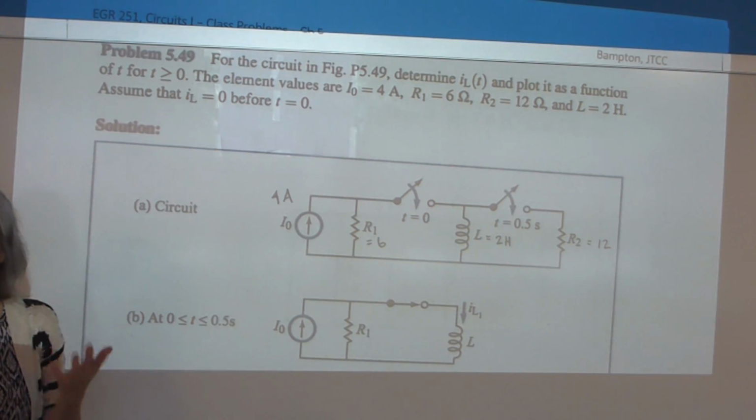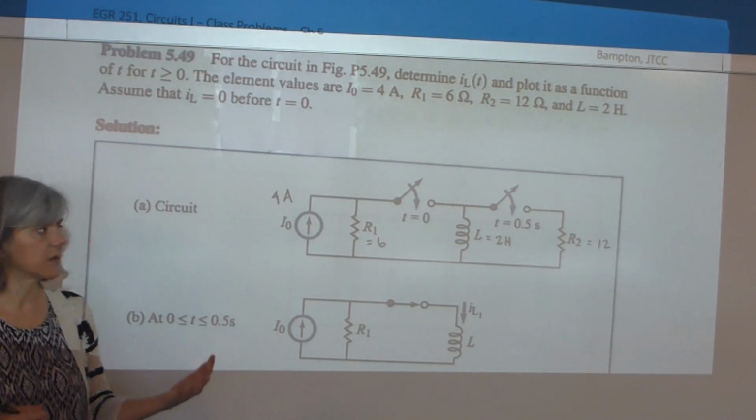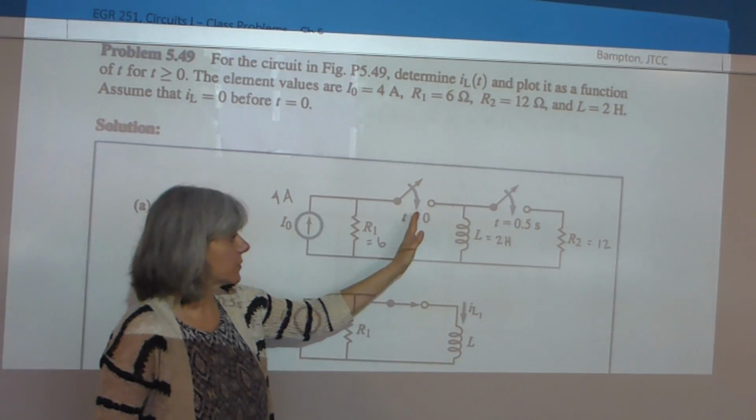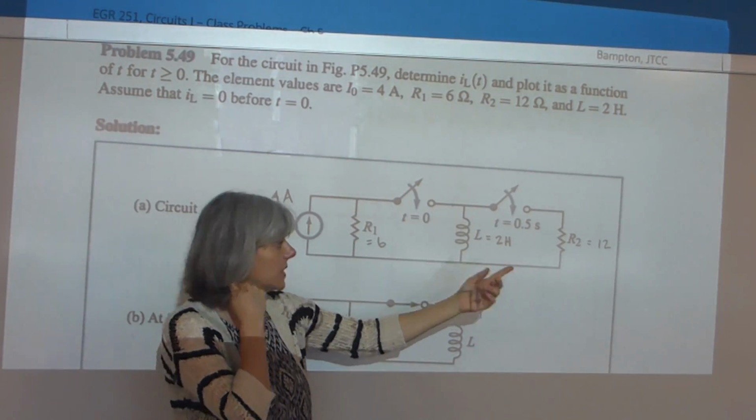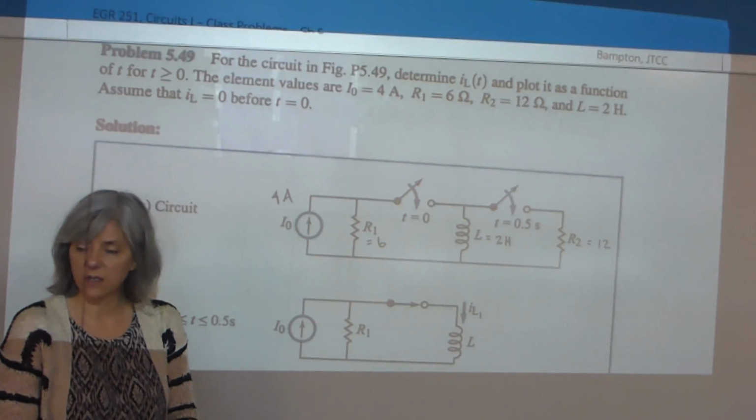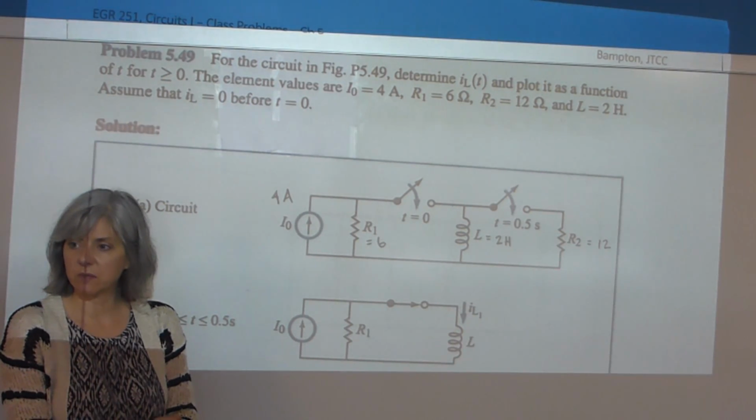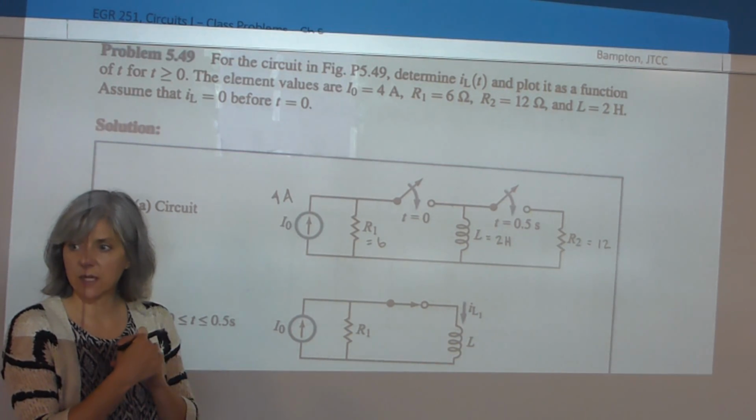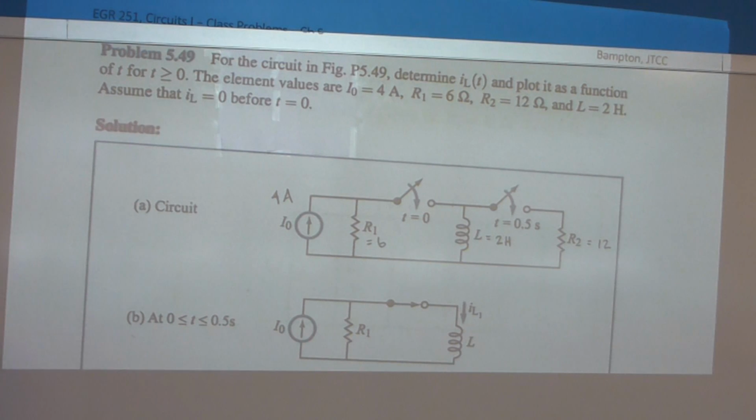So we're going to have then multiple different scenarios. The first one is before t is 0. The next one is from t equals 0 to t equals 0.5. And then a third piece is going to be after 0.5. So for each piece, you draw a new circuit. For each piece, you have a new starting point and a new ending point. So for each piece, the equation you find is only good for that time segment. Okay, so let's start with that.